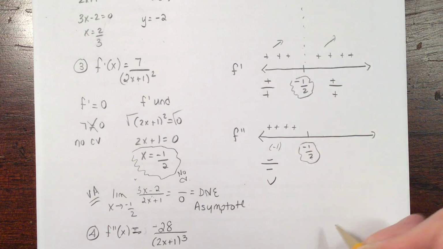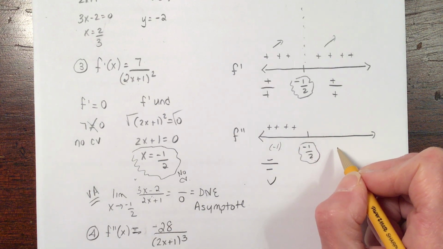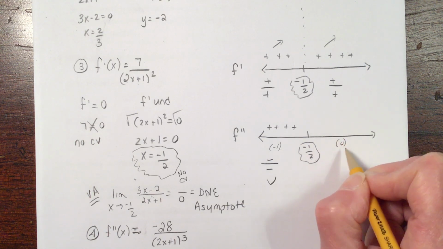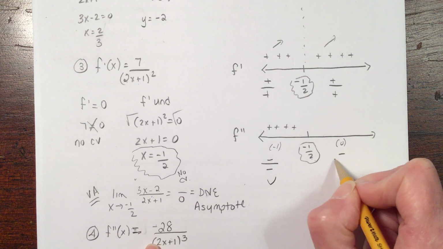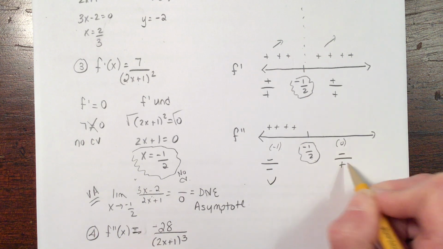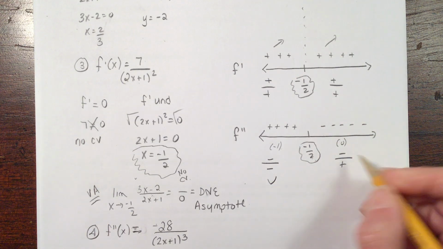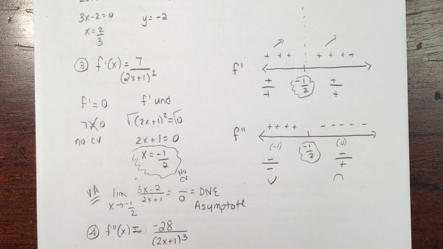Now if I go over here, bigger than negative 1/2, and I plug a number in, let's say we take 0. So I have a negative in the numerator, and I have a positive in the denominator. The second derivative value is negative, so my function is concave down.